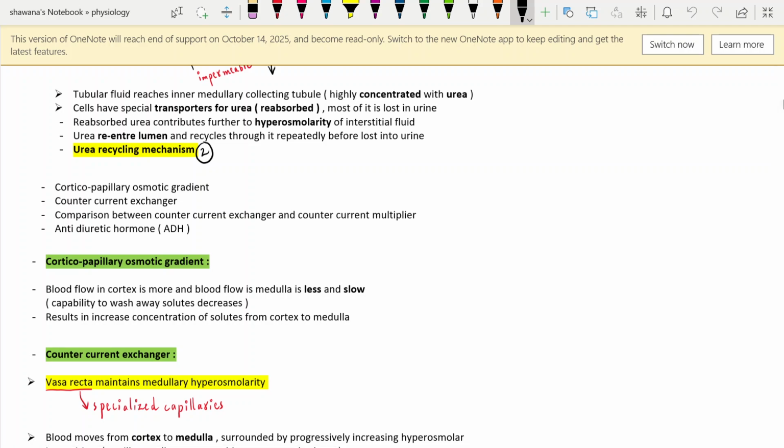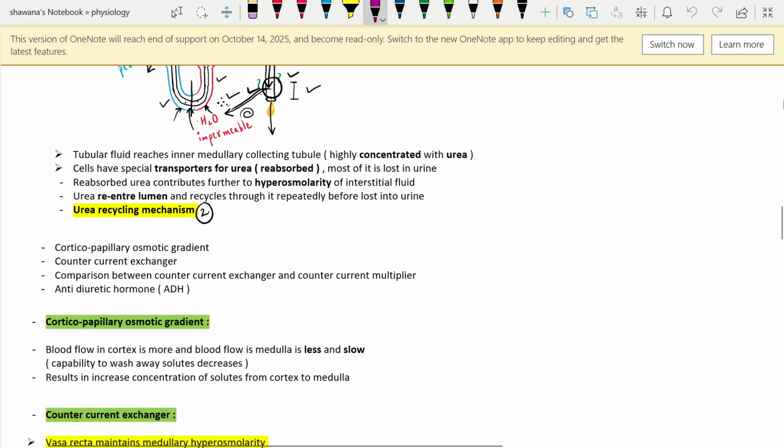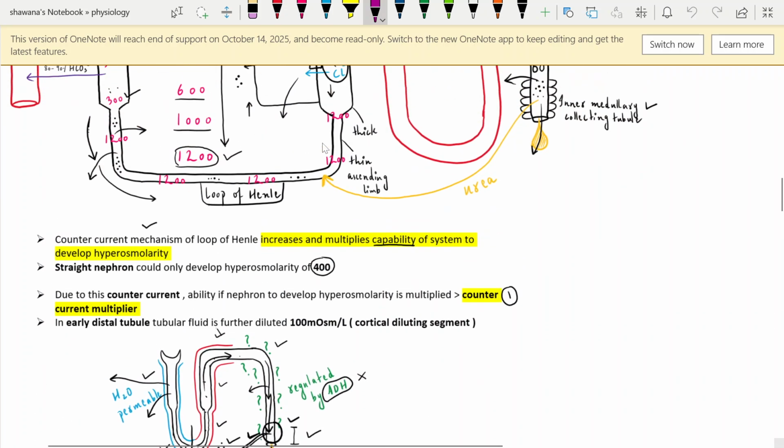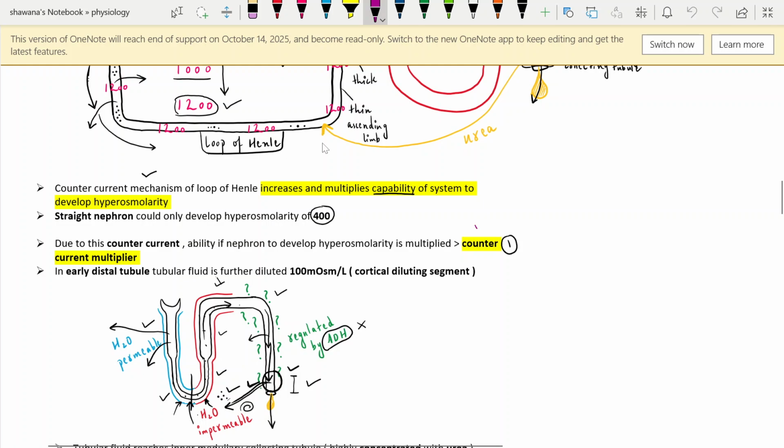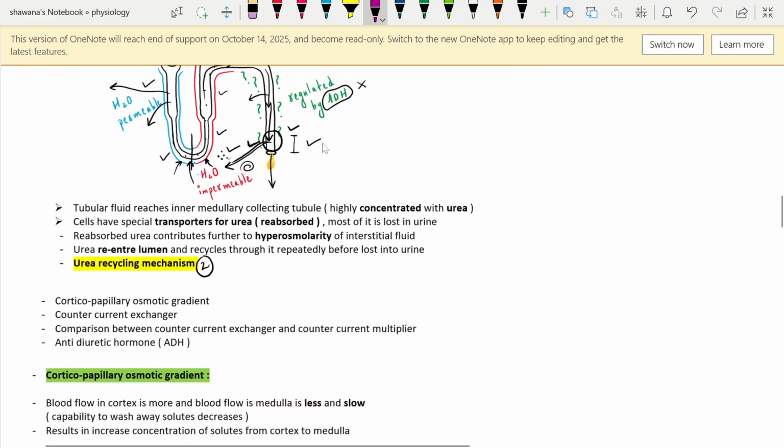Hello guys, in the previous lecture we discussed the development of the cortico-papillary osmotic gradient, and the two factors responsible for its generation were: first, the loop of Henle as the countercurrent multiplier, and we discussed the descending limb and the ascending limb, how they contribute to the development of the medullary hyperosmolarity.